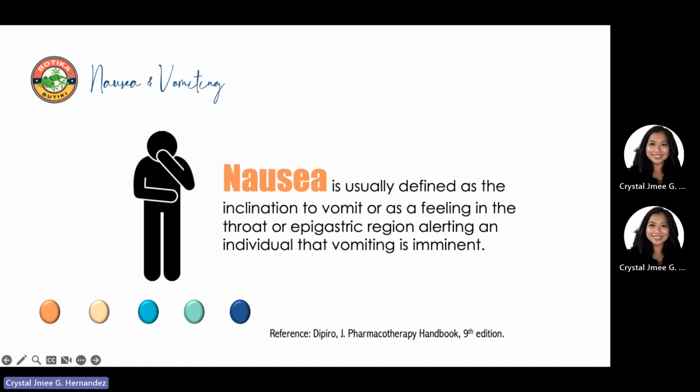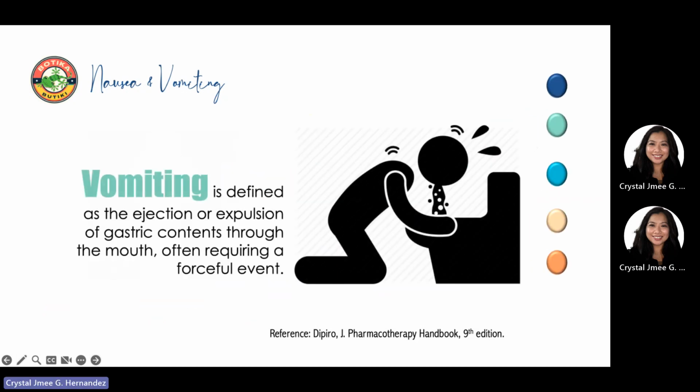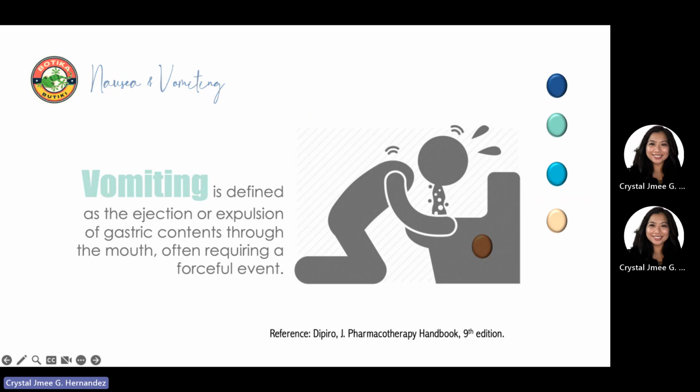Nausea is defined as the inclination to vomit or as a feeling in the throat or epigastric region, alerting an individual that vomiting is imminent. In Filipino, we usually term this as pagduduwal or naduduwal. While vomiting is defined as the ejection or expulsion of gastric contents through the mouth, often requiring a forceful event. So ito yung sinasabi nating nagsusuka or nasusuka.